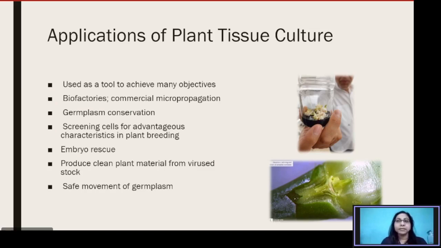This is because the meristem tip multiplies so quickly that it is virtually impenetrable to any viruses, bacteria, fungi. But this takes a little while to do for your crop. And also, plant tissue culture is used in the safe movement of germplasm, which is one of the key activities of the lab that I work in.